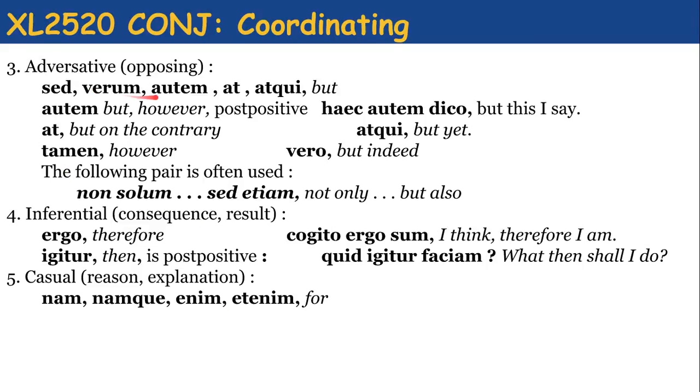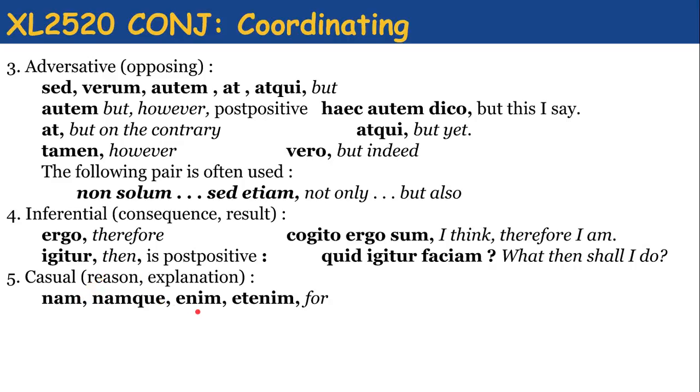Adversative: sed, verum, autem, atque, but; autem, but, however; at, on the contrary; tamen, however. These are all Latin 1. Ergo, igitur, therefore. They basically mean the same thing, don't they now?